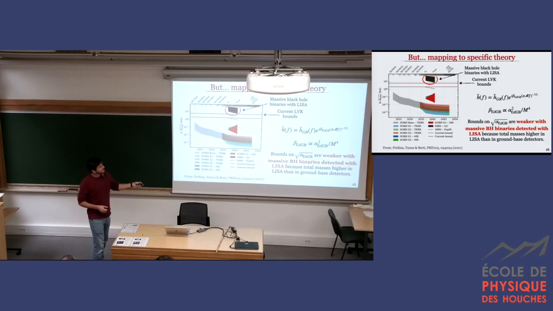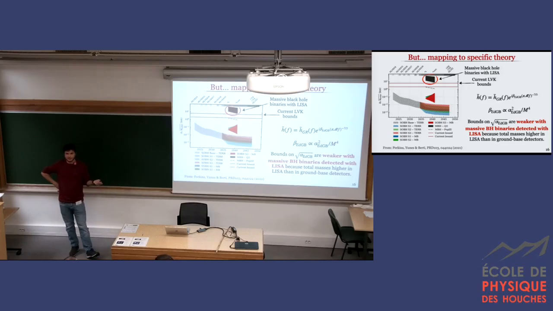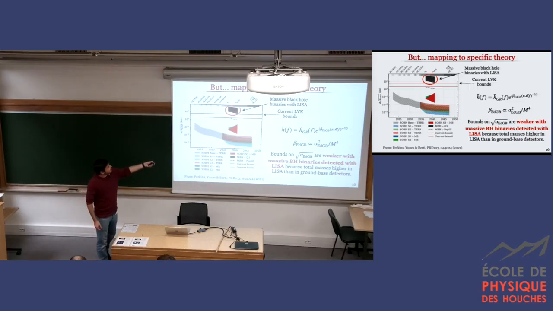When you transform the corrections to your minus 1 pn to a specific parameter in the specific theory, because this beta here scales as 1 over the total mass of your system to the 4th, if you have very large masses, basically this parameter is always very small. So your constraints on alpha will be quite weak. So essentially that's why with massive black hole binaries you don't really do better than with LVK.